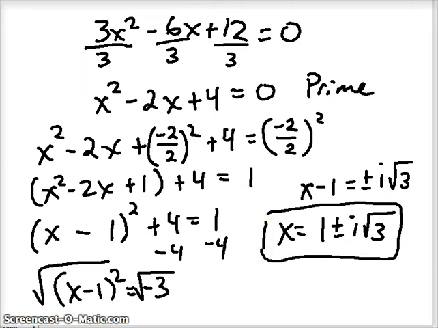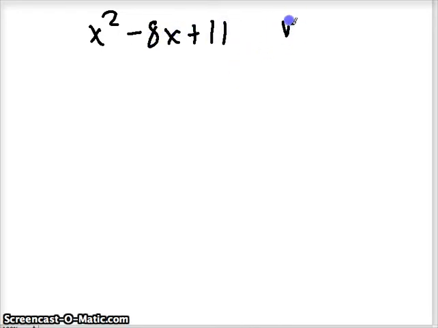Alright, so one more thing I want to talk about here. Completing the square also does something else. So let's do one more example here. Let's do x squared minus 8x plus 11. Another thing completing the square actually does is it allows us to put a quadratic into vertex form.